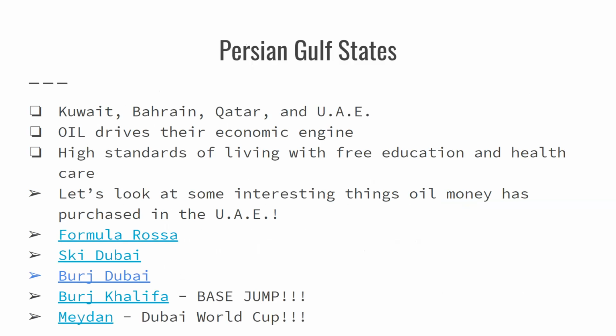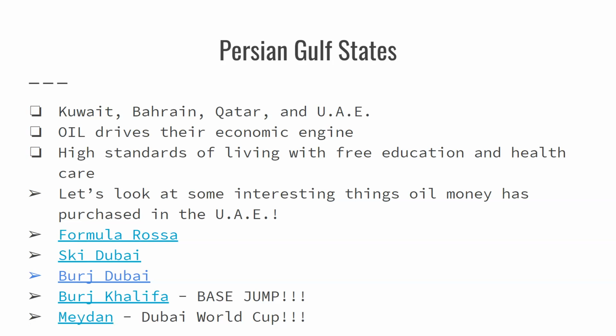All right, let's shift gears to the Persian Gulf states. This is Kuwait, Bahrain, Qatar, and the U.A.E., the United Arab Emirates. Oil is a really big driver here. It is the engine that drives the economy of these nations. This is also a region that has pretty high standards of living. In almost all of these, if not all of them, there's access to free education as well as free healthcare. And that is a big part of the wealth and what is being used with that wealth.